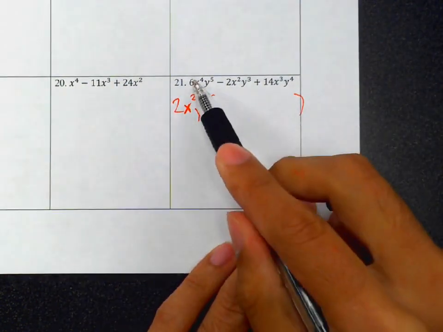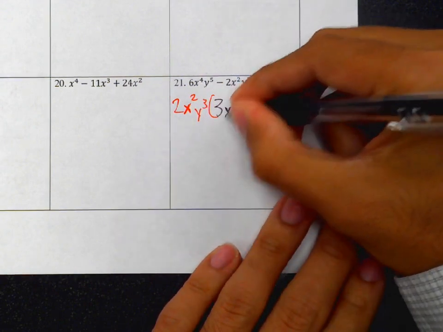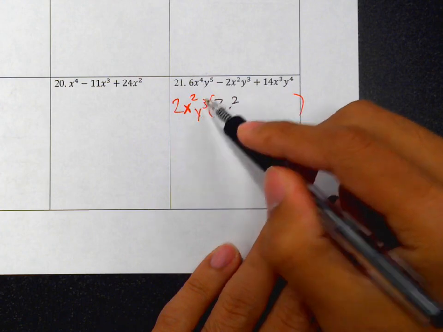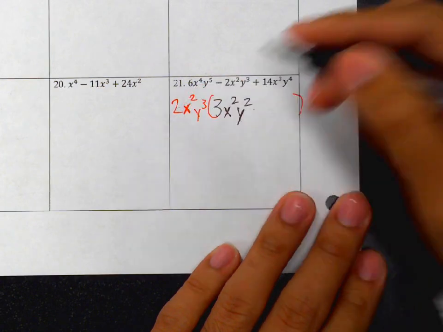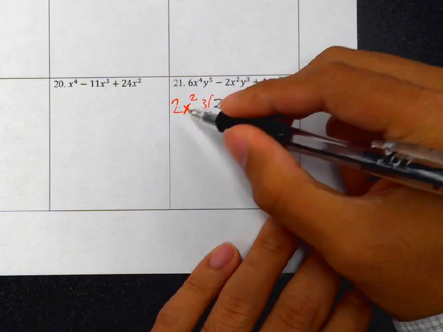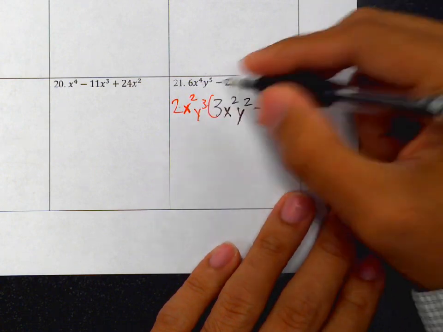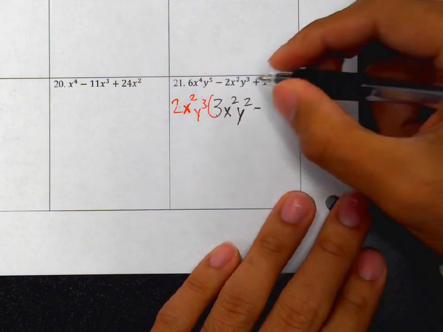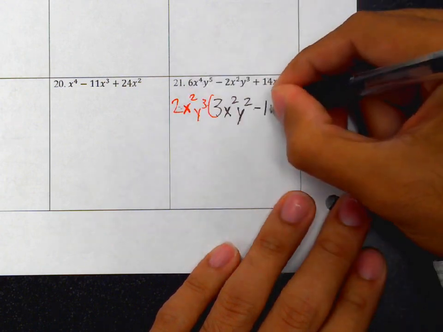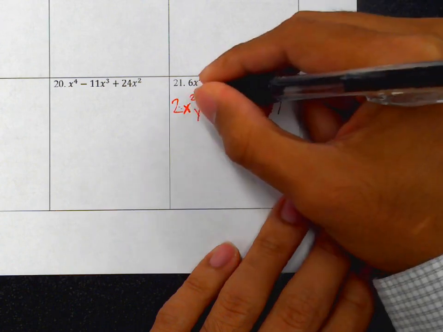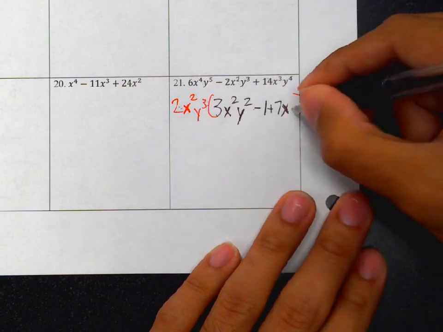Okay, so what's left over? 6 divided by 2 is 3, x to the fourth with x to the second taken out still has x to the second behind, y to the fifth with y to the third taken out still has y to the second power left behind. Okay, negative 2 divided by 2 is negative 1. X squared with the x squared taken out goes away, and y cubed with the y cubed taken out also disappears. Then 14 divided by 2 is 7, positive 7. X cubed with an x squared taken out still has 1x left over, and y to the fourth with a y cubed taken out still has a single y left over.